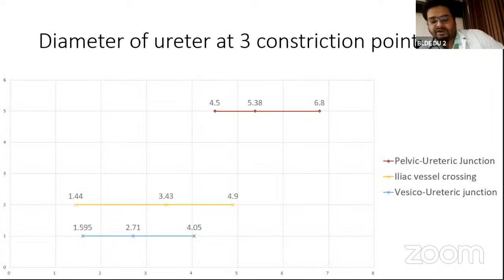Here I would like to highlight the three colors that I have used. The red color shows the maximum and minimum observed ureteric diameter across the pelviureteric junction, ranging from 4.5 mm to 6.8 mm. The yellow line shows the variation of ureter at the iliac vessel crossing, ranging from 1.4 mm to 4.9 mm. And similarly, the blue one shows the vesicoureteric junction, ranging from 1.5 to 4.05 mm.